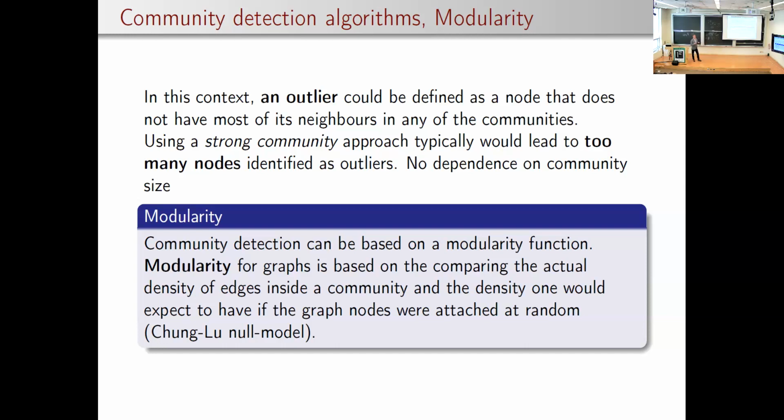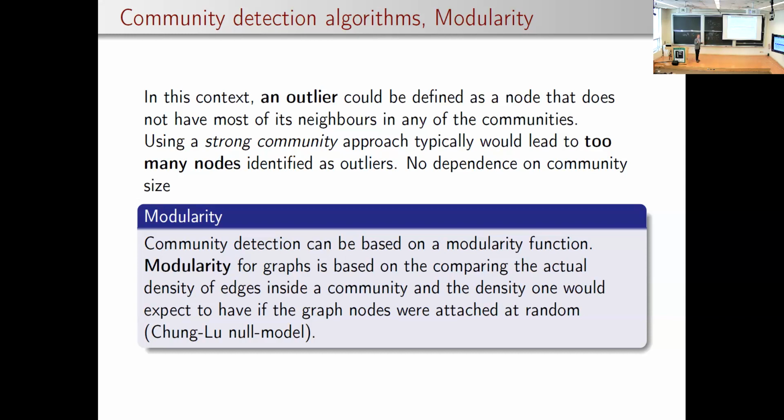But of course, in this approach, we will take too many nodes as outliers. Why? Because there is no dependency on the community size, so this approach will not be so good for finding outliers, but of course this is one of the propositions.